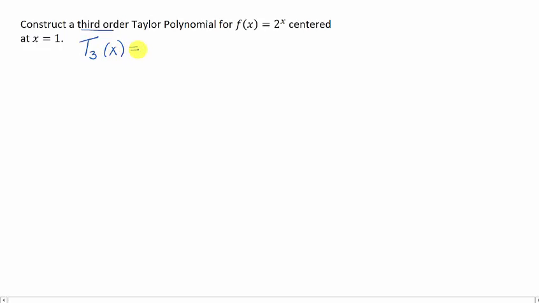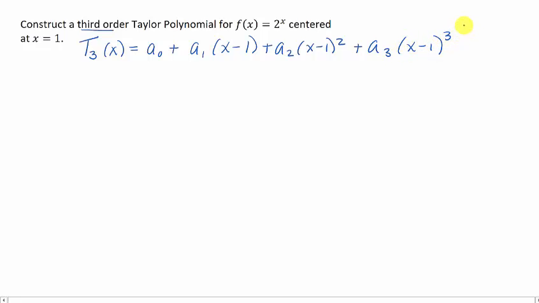And we are going to write our coefficients, so a naught plus a sub 1, and since we're centering at 1, we need to do a horizontal shift right 1 unit, so you're thinking of these as horizontal shifts, plus a sub 2 times (x minus 1) squared plus a sub 3 times (x minus 1) to the third. And right here you can see we've got our third power, which is the same as the third order.